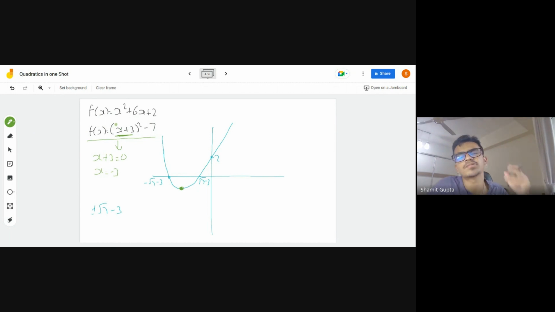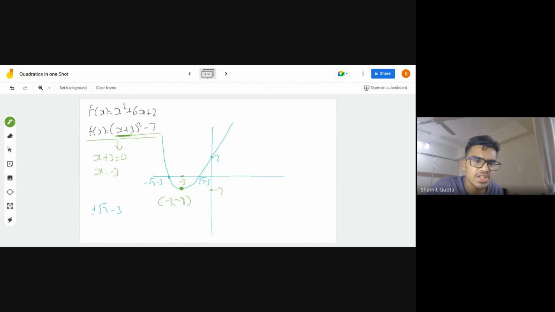Because x plus 3 squared, any value I put which is not 0, it'll give me something positive. Any value, except for -3, because it'll give me 0. So this is the lowest value x plus 3 squared can have, which means the lowest value x plus 3 squared minus 7 can have will be -7, the lowest y value. And at what x value will it happen? At -3. So -3, -7 is the minimum point.